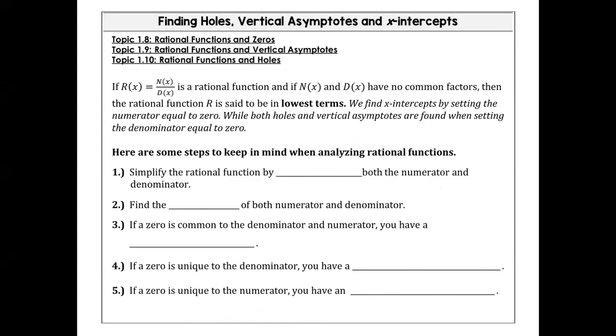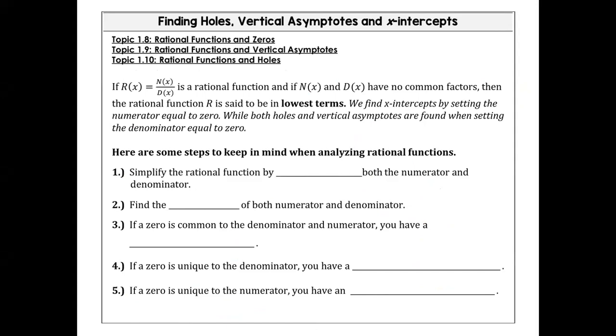Really quick. Finding holes, vertical asymptotes, and x-intercepts. All of this kind of goes together and ties into multiple TEKs that are expected from AP College Board. So we have rational functions in there.